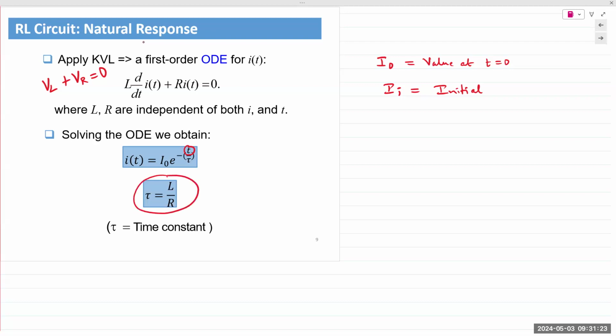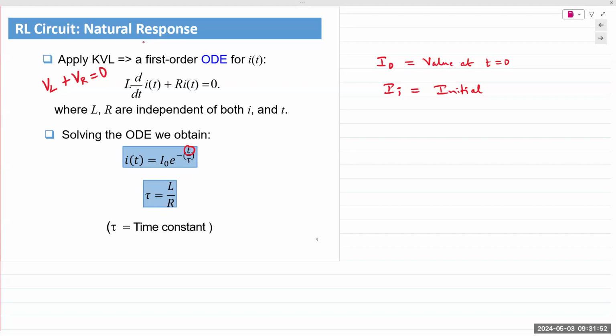Tau is the time constant. It determines how fast that energy is being transferred. In this case, the inductor is losing the energy, so it's describing how fast the energy is being lost. It's a constant, and it depends on the size of the bucket and the pipe dimensions. Basically, for the resistor and the inductor, it is given by L over R.